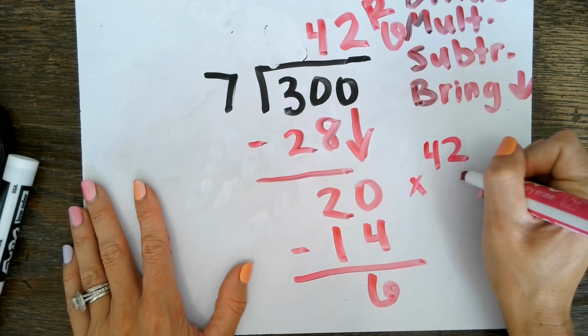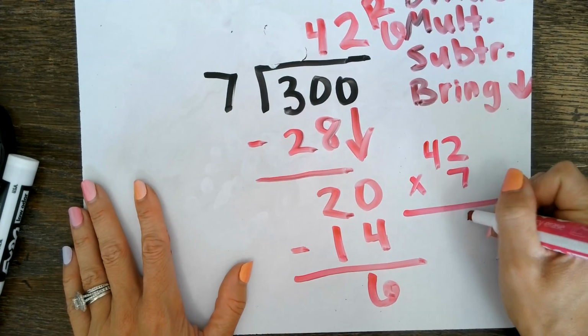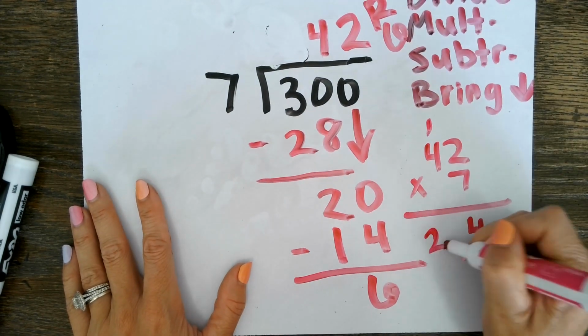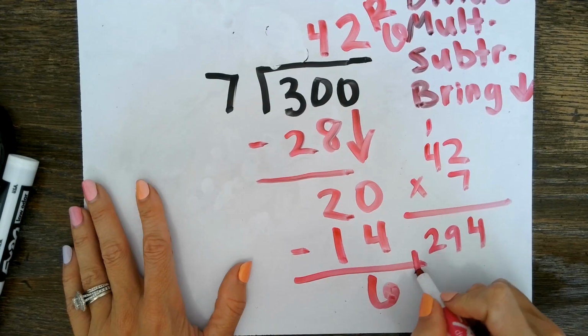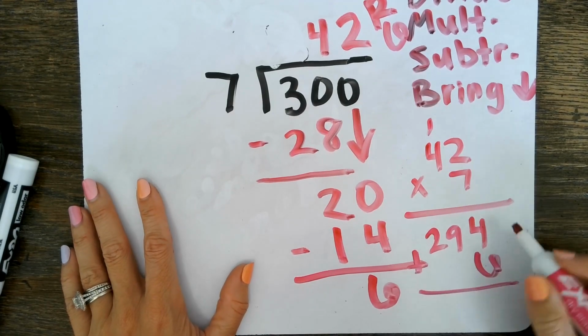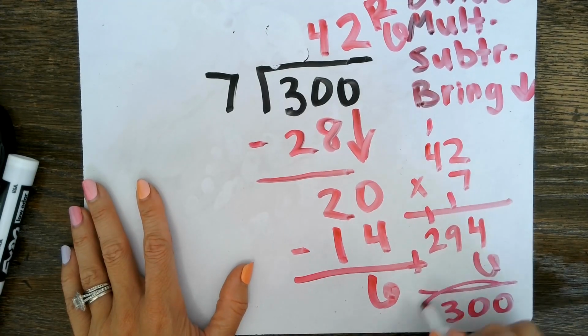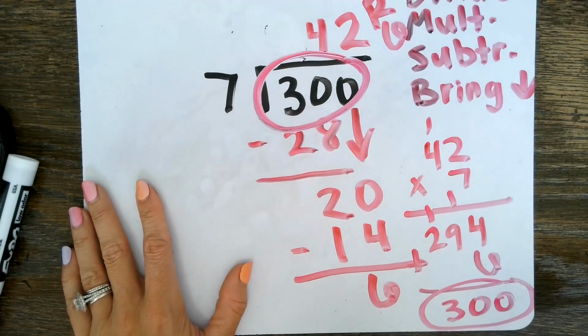42 times 7. 7 times 2 is 14. 7 times 4 is 28, plus 1 is 29. Then we add our remainder, which is 6, right? 300. That's how you know you're correct.